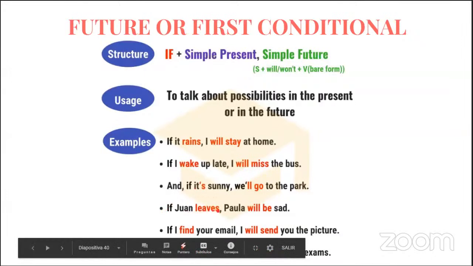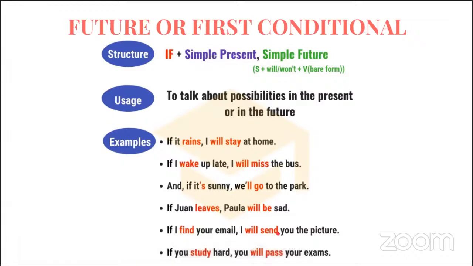If Juan leaves, Paula will be sad. Present simple, third person singular, leaves, and future simple, will be. If I find your email, I will send you the picture. Present simple, future, will send. And the last example, if you study hard, you will pass your exams. You study hard, simple present, you will pass your exams, future simple.